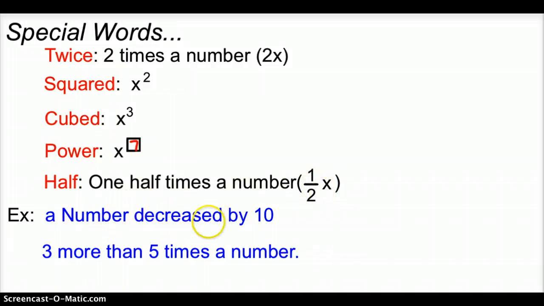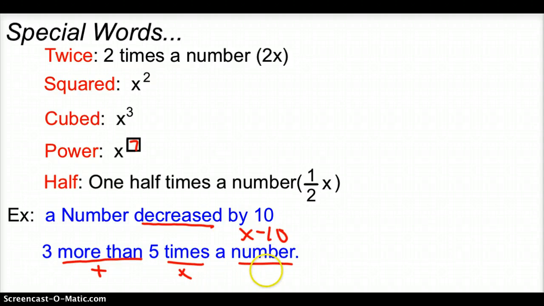Let's try some examples. A number decreased by 10. Well, look on your last note sheet or your last slide. What does decrease mean? Well, decrease means subtract, so we represent a number by x decreased by 10. And now 3 more than, so 3 more than means add. 5 times a number means multiply, and I'm just going to let a number be a. So again, we have 3 more than 5 times a number. Well, 3 more than what? Well, I know that 5 times the number is going to come first, so it's 5a, or it could be any variable, and 3 more than represents addition.